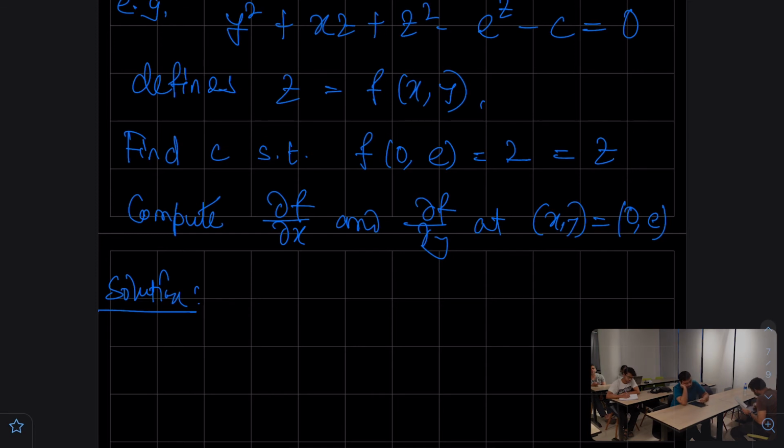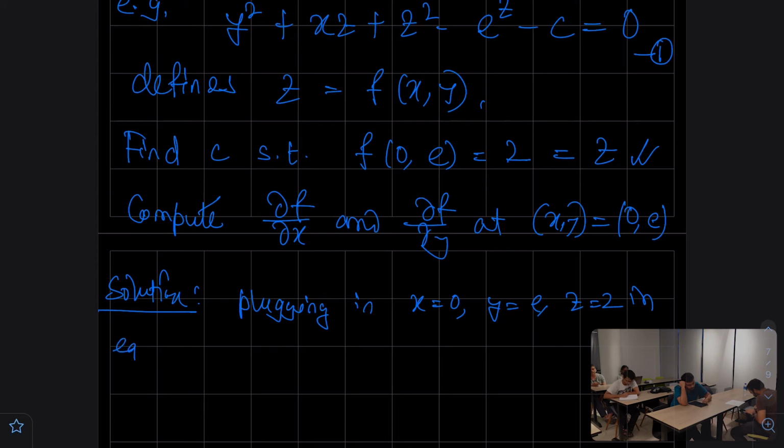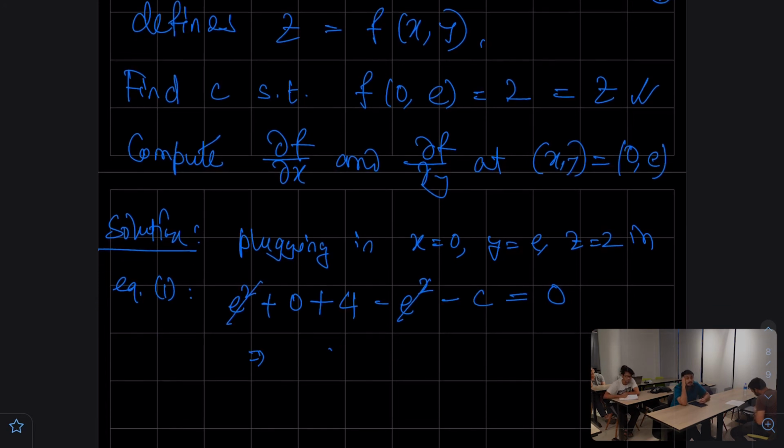Okay, so the first thing is the verification, and it's very simple. Just plug in the values. If I call this equation 1, plug in x equal to 0, y equal to e, z equal to 2 in equation 1. What do we get? We get e squared plus x equal to 0, so that drops off, z squared is 4, minus e squared minus c is equal to 0. The e squared cancels out, so you have c equal to 4. First thing is verified.